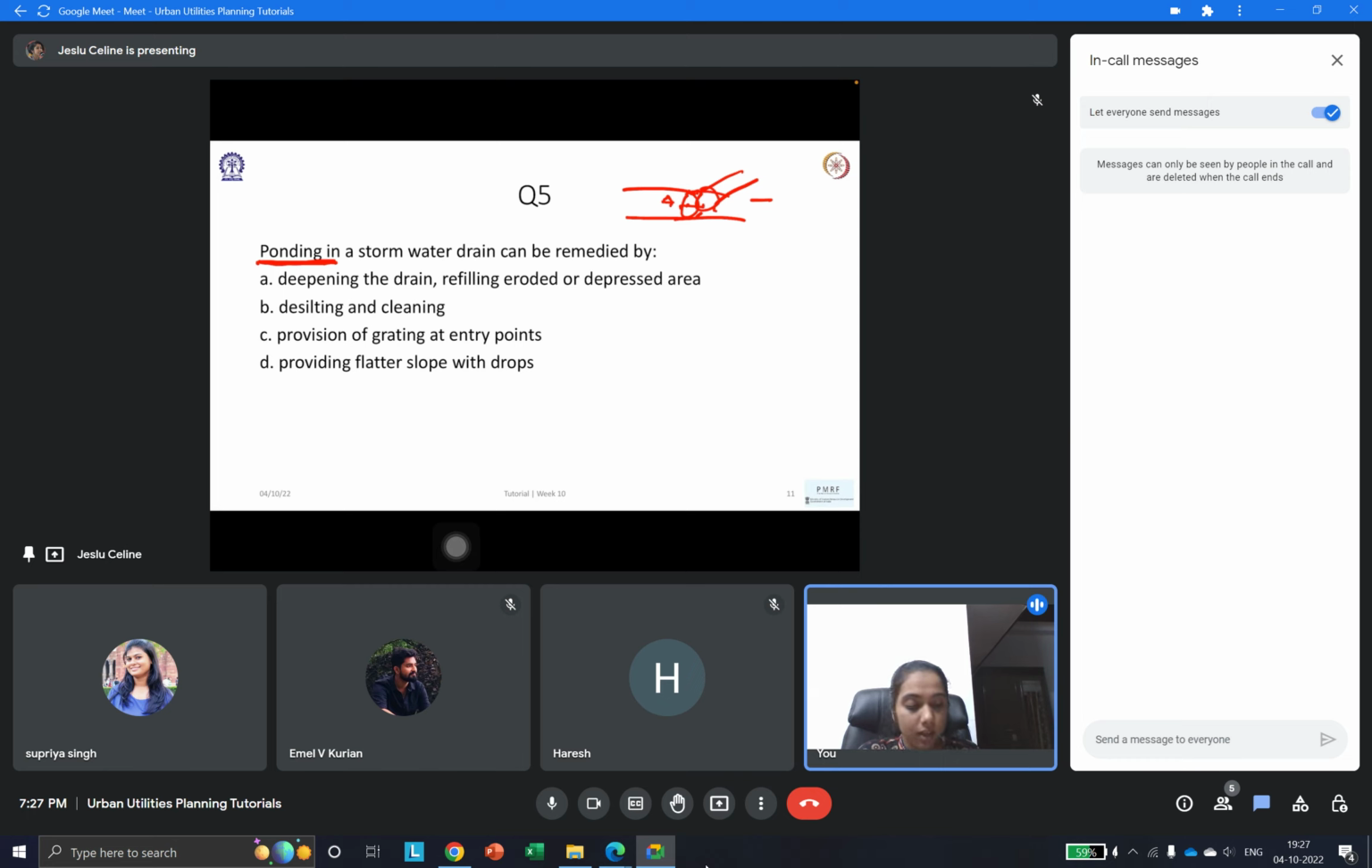So how do we remedy ponding is the question. The first option is deepening the drain, refilling the eroded or depressed area, and the second is desilting and cleaning, provision of grading at every entry point, providing flatter slope with drops. So what do you think? How can it be remedied?